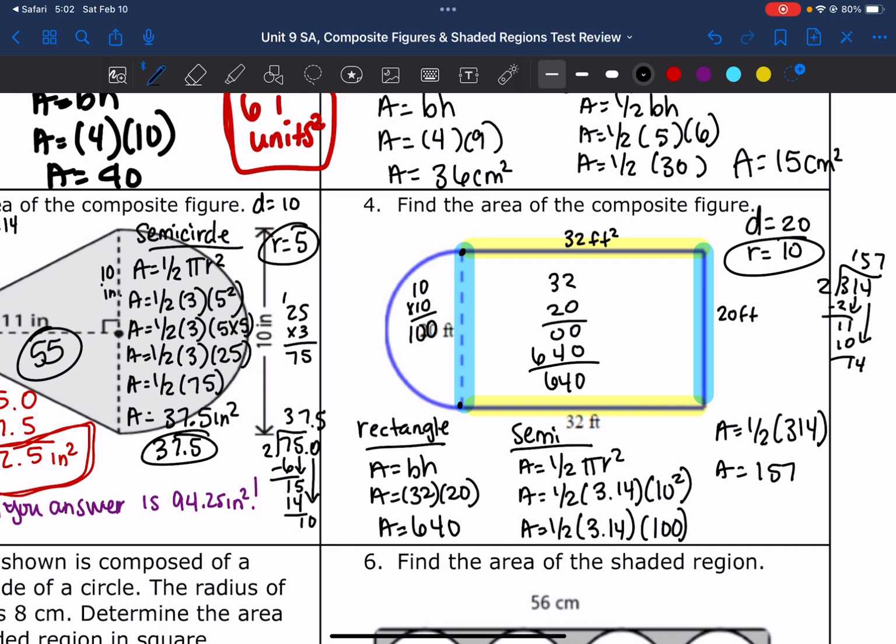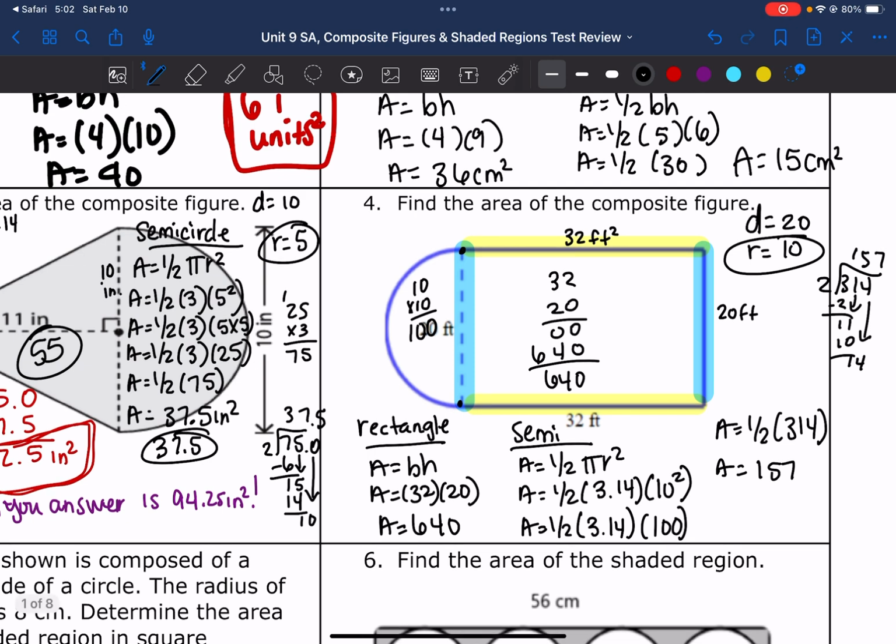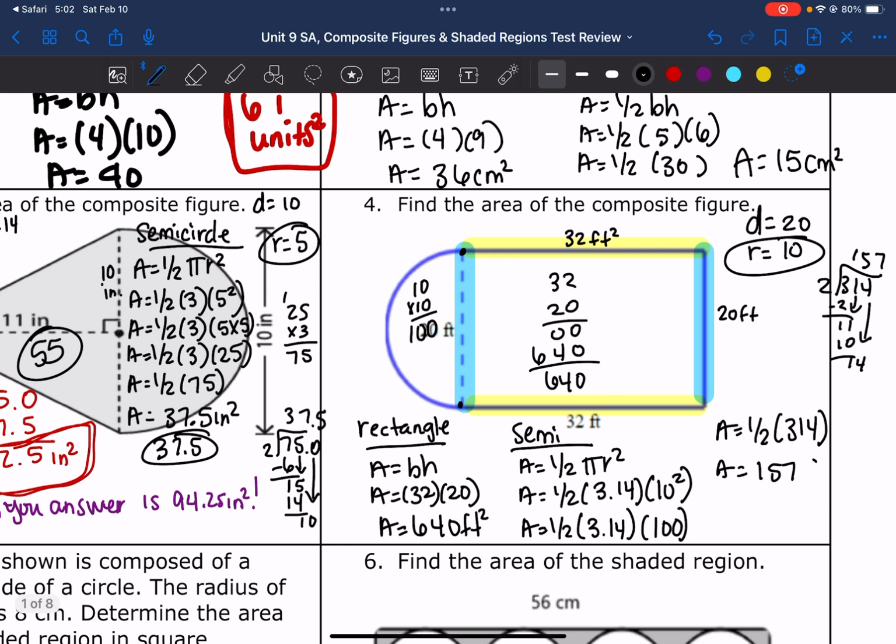Okay. Now, what do we do with 640 and 157 feet squared? Well, we are going to add them. So I'm going to do this in red. Okay, I'm going to do it up here. So 157 plus 640. 7, 5 plus 4 is going to be 9, 6, 7. So we get an answer of 797 feet squared. This is our final answer for number 4.